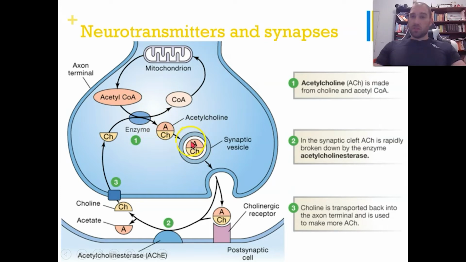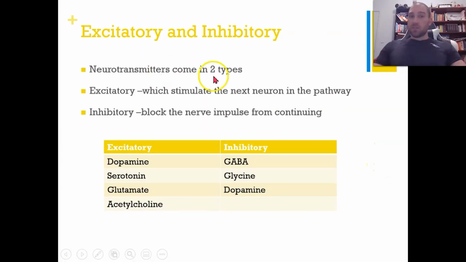When the appropriate signal is given by those calcium ions, it moves to the synaptic cleft. We get exocytosis. The acetylcholine gets released. The acetylcholine is picked up by the postsynaptic cell, and then it gets broken down. Then an enzyme breaks down the acetylcholine, returns the choline back to the previous cell, and it can be used again. So there's two types of neurotransmitter.